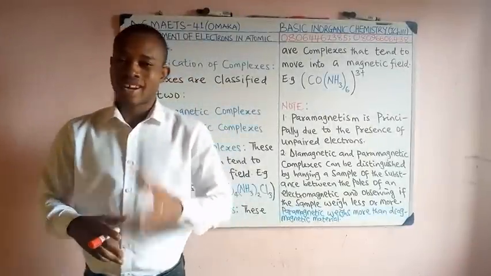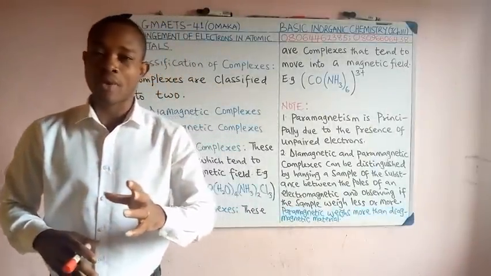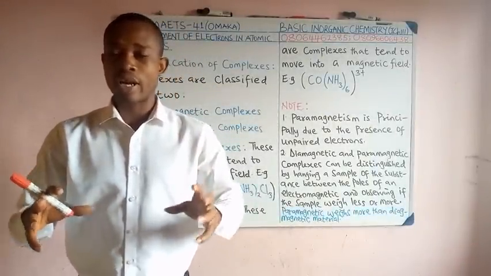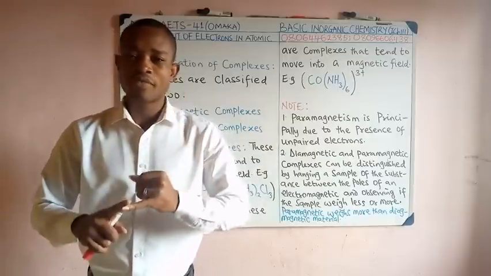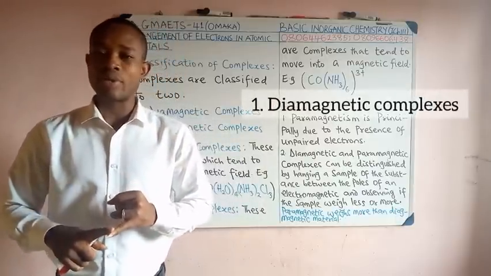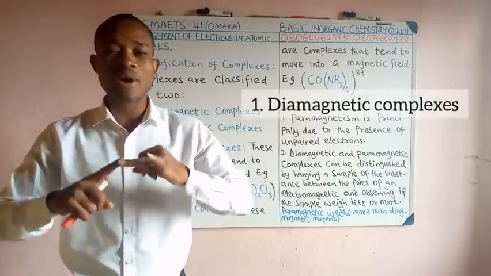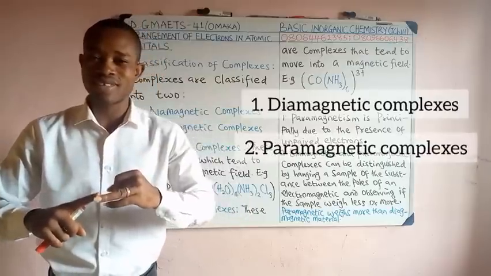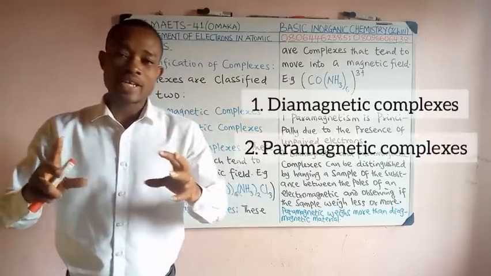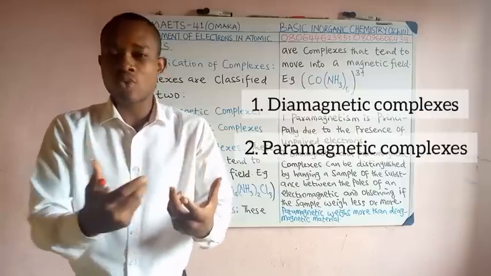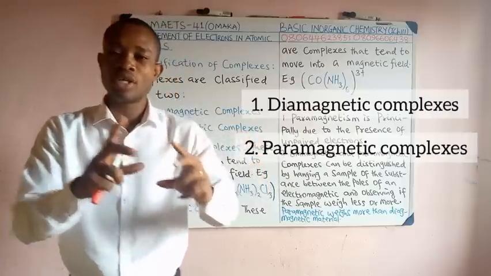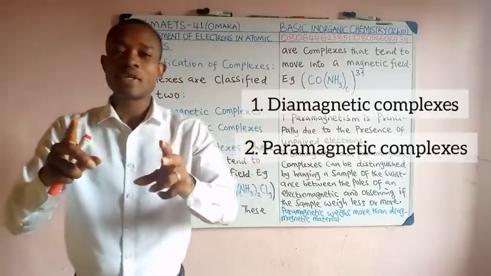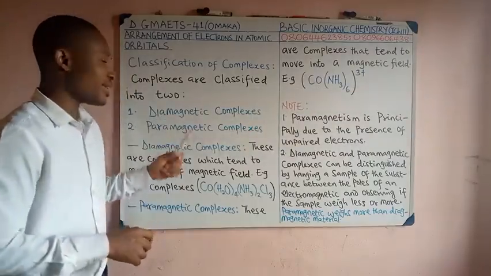Let us now consider classification of complex compounds, alright? Complexes are generally classified into 2. One of them is diamagnetic complexes, and then the other is paramagnetic complexes. And these complexes are identified based on their behavior when they're exposed to a magnetic field. 2 things happen, right? So let us talk about diamagnetic complexes.